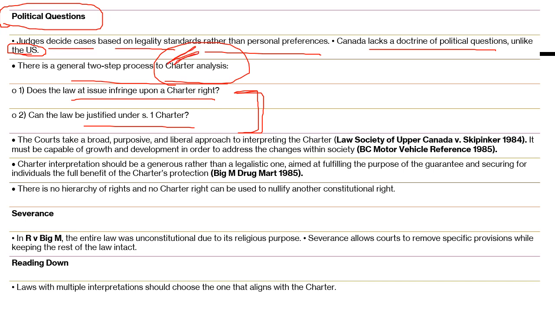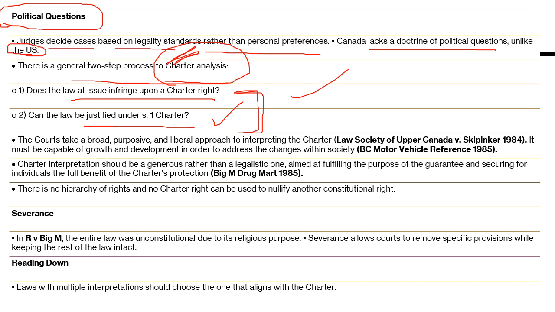So when you are directly getting an issue on a charter provision, this is simple analysis. In examination, out of 4 or 5 questions, there are high chances that you get one question in which you have to assess an issue, then you have to see its justification under section 1.